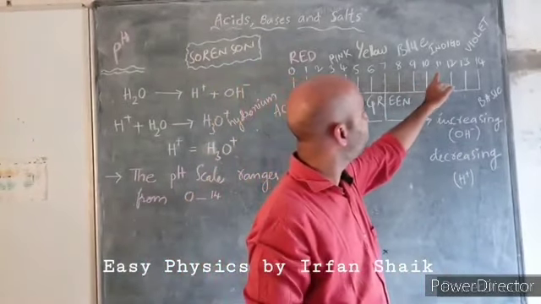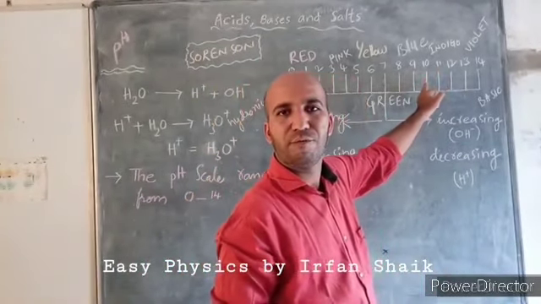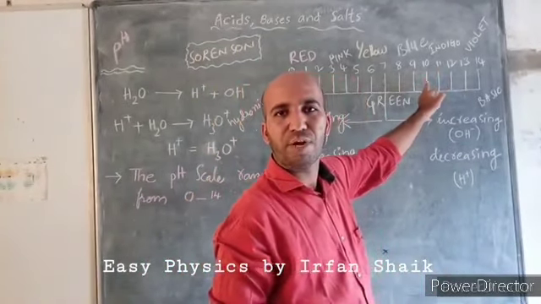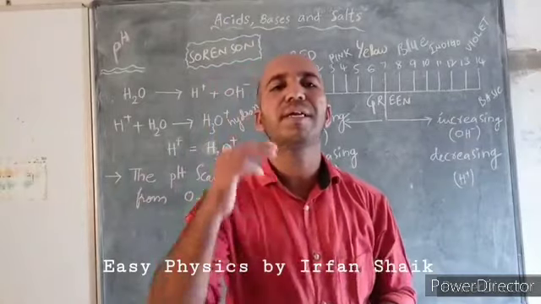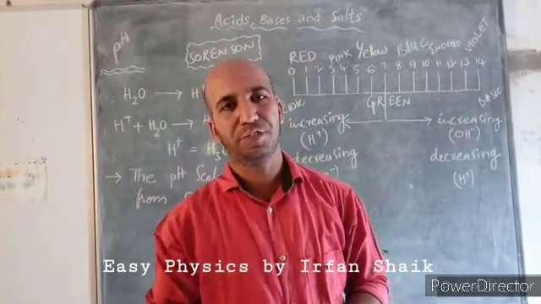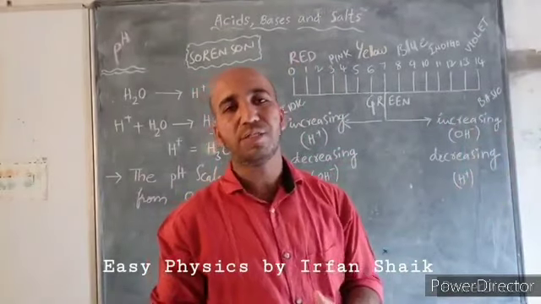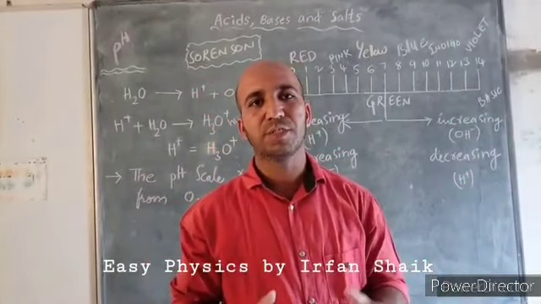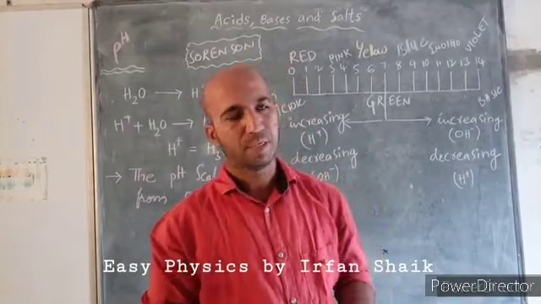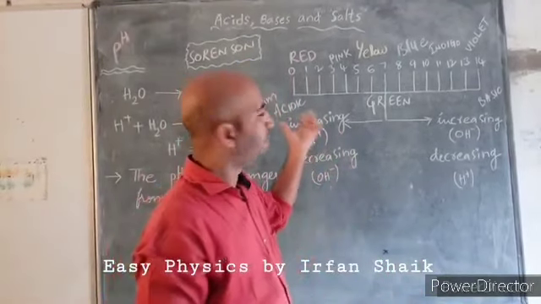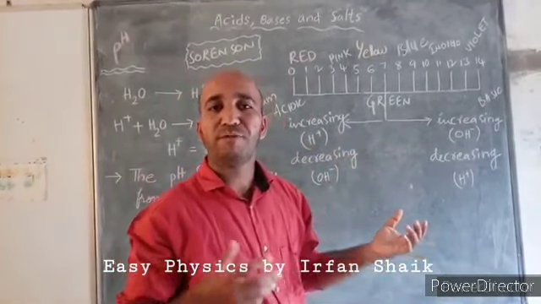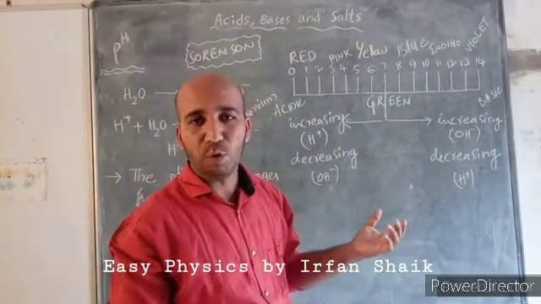If its color changes to indigo, its pH value is between 10 and 12. That means it is moderately high basic nature. If its color changes to violet, then it is a strong base, a strong alkaline. So, like this, by using pH paper, we can find out the pH value of the given solution.